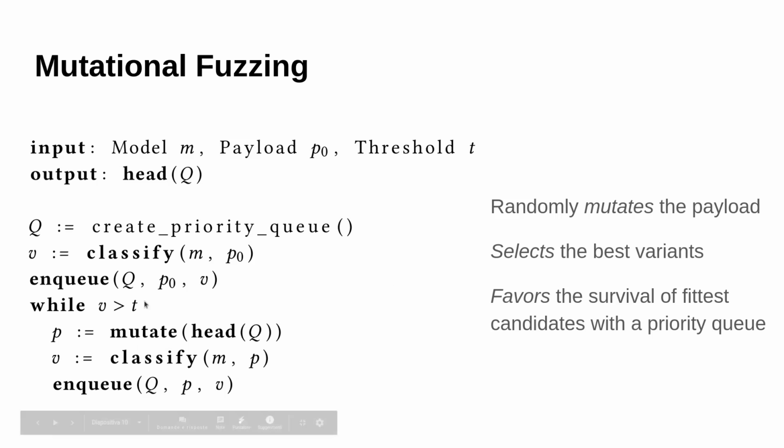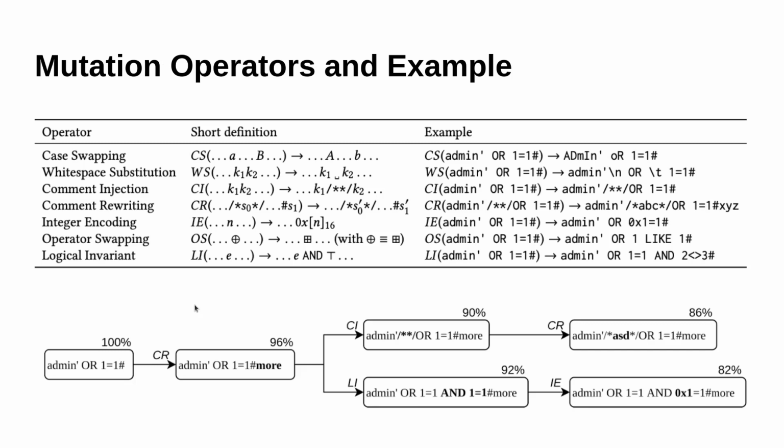And here we can really appreciate that while V is strictly higher than T, so I have not found any real adversarial example, I iterate the mutation part, taking the most promising payload from the queue, then I classify it and I put it back in the queue until evasion. So the priority queue ensures that the fittest candidates are drawn before all the others for the mutation. But how does WAF-A-MoLE mutate our payloads?